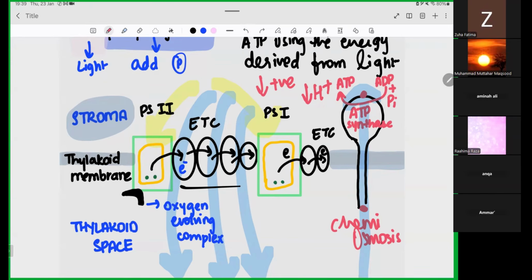Is this now clear, Rashad? And to the rest of you? Perfect. And when the protons are moving down the electrochemical gradient, we call that process chemiosmosis. And chemiosmosis always results in the ATP synthase synthesizing ATP.